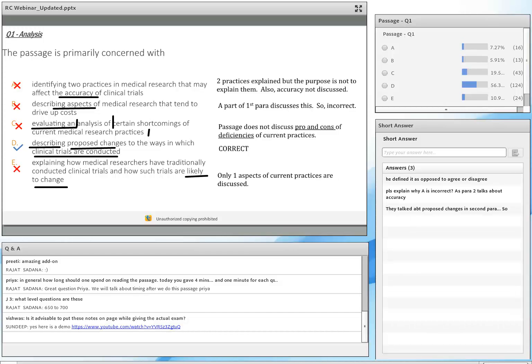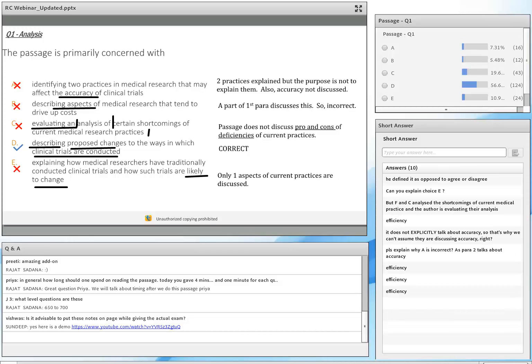Okay, choice A. Prithviraj says para 2 talks about accuracy of the trials. Does para 2 talk about accuracy, or is it about efficiency? It's about efficiency. The current process as per para 2 is a 2-step process, and now you can convert it into a single step process. Prithviraj, does that help you understand?